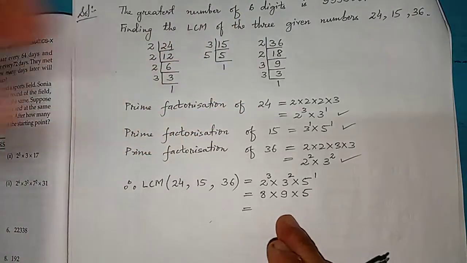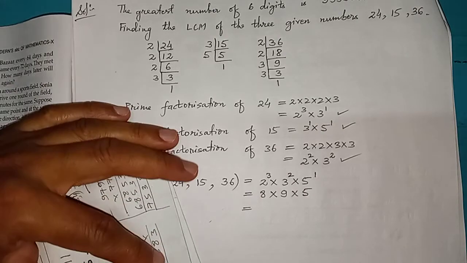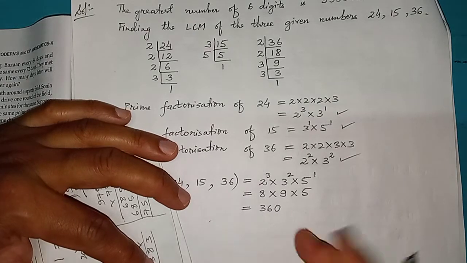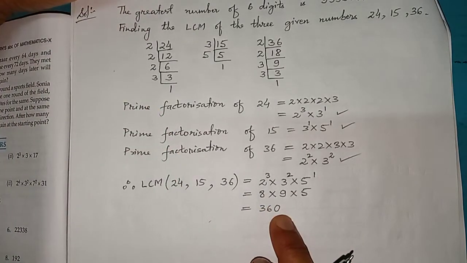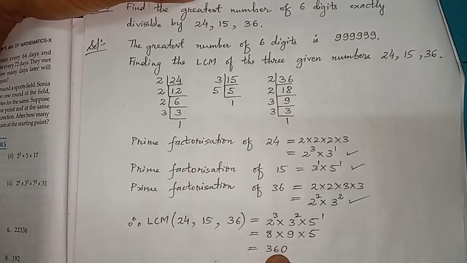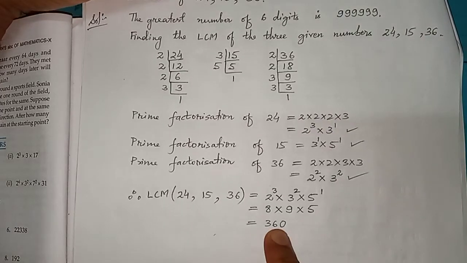So now we'll multiply: 8 fives are 40, 40 into 9, 9 fours are 36, so 360. So the LCM is 360. That means this 360 is completely divisible by 24 also, 15 also, and 36 also, because it's the LCM.